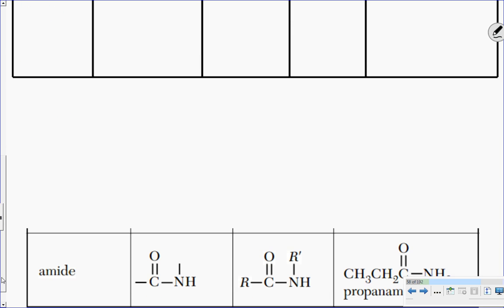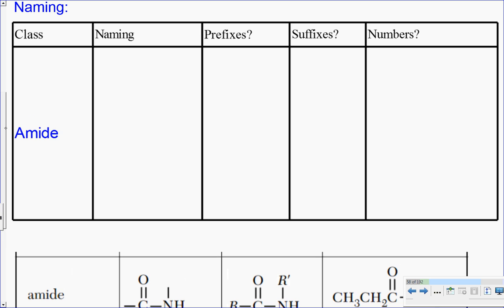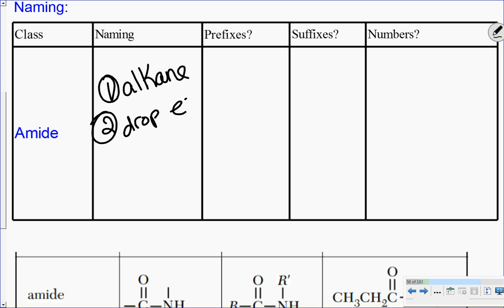When we want to name the amines, these are very straightforward to name. Propanamine, we started with that propane because we have 3 carbons there. So we're going to start with alkane naming. We're going to follow this up with dropping our E. And then we are going to change the ending to amide.